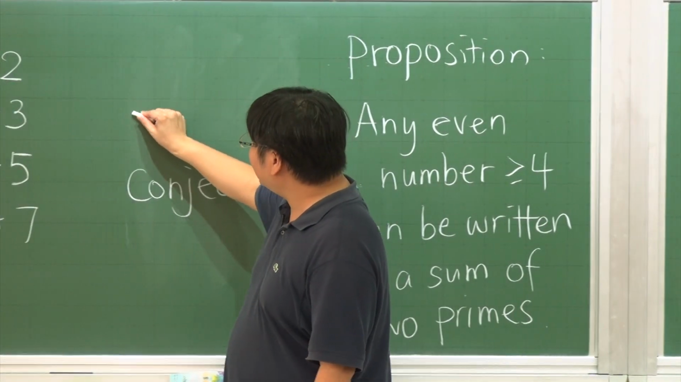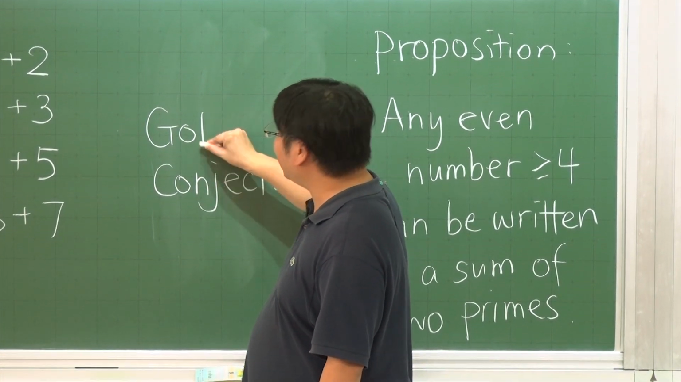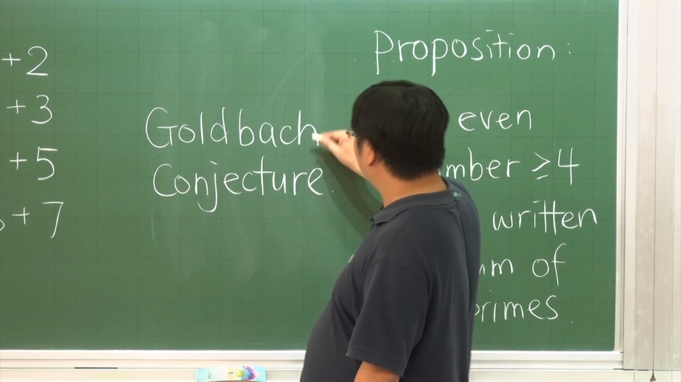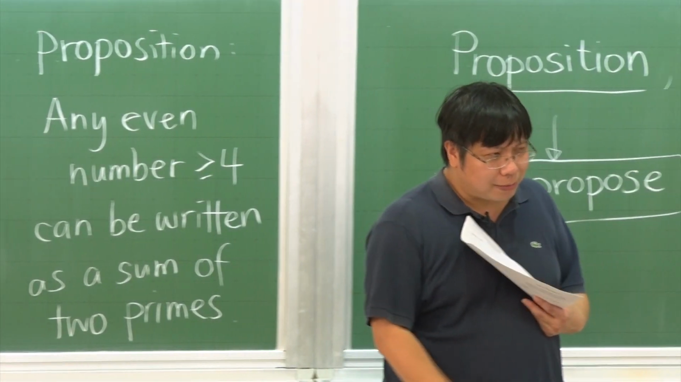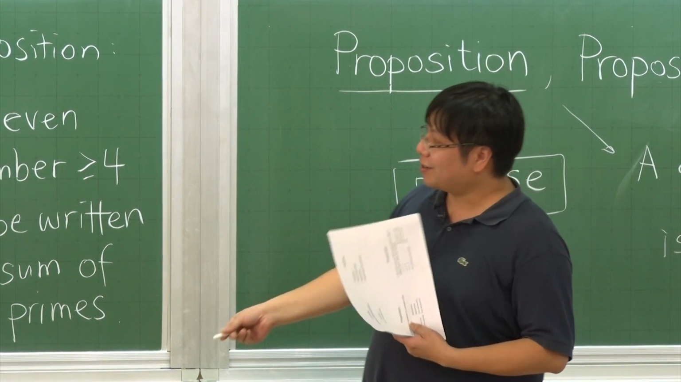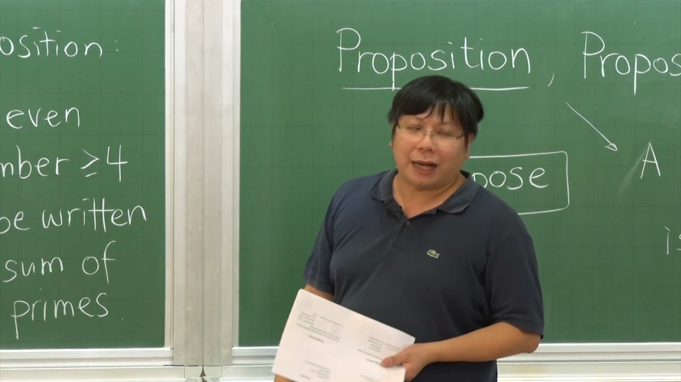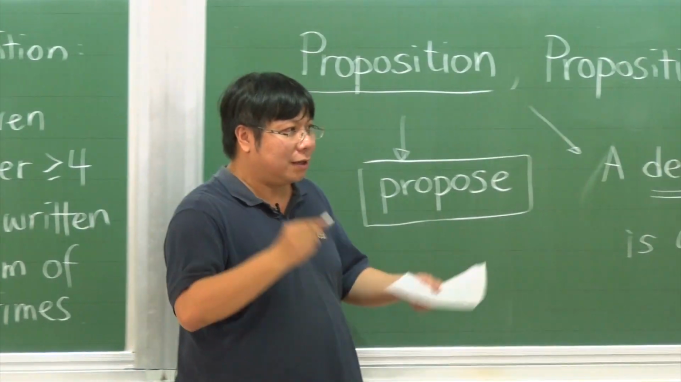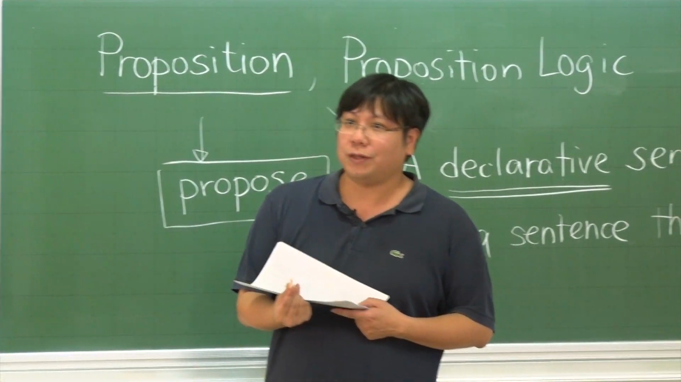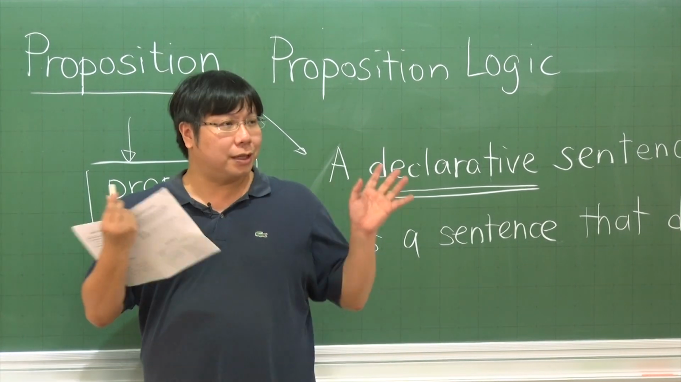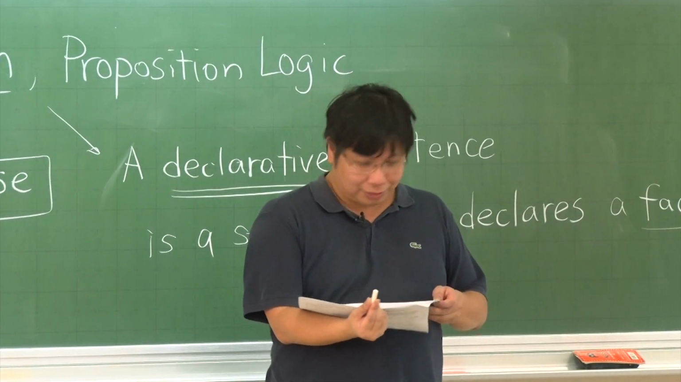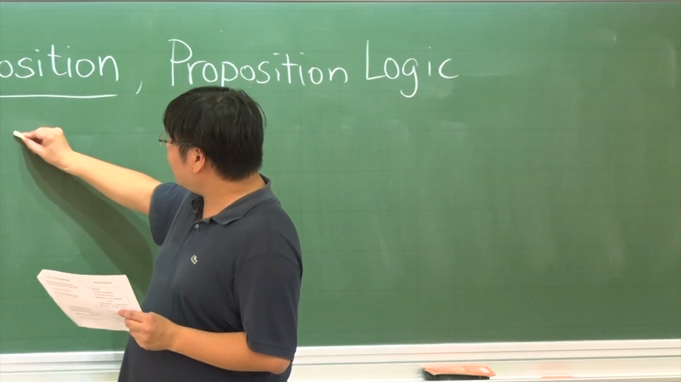And this conjecture was raised by this person called Goldbach. Goldbach is a Russian mathematician, or someone who worked in Russia, okay? So Goldbach's conjecture is one of the well-known unsolved problems in number theory. Nobody knows. It's a proposition. We don't know the true or false value. Okay?